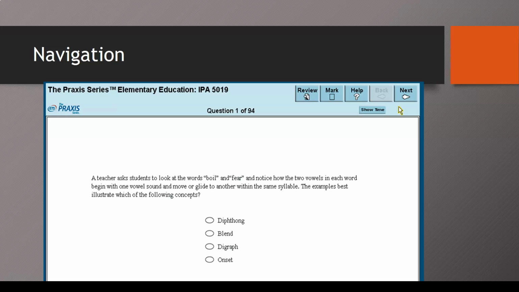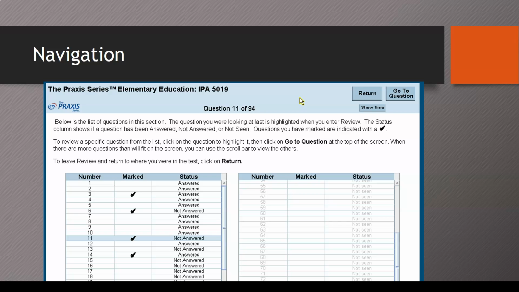One notable feature in the Praxis is the capability of marking questions. Whether it's a question you have answered but have doubts about, or a question that is too difficult at the moment, you can click the Mark button at the top of the screen and then return to the question later.